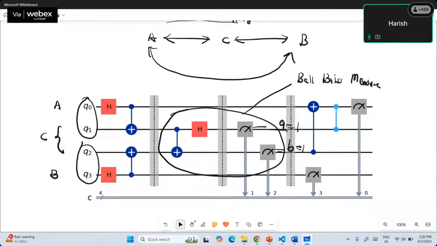Then you apply the control node gate from this B qubit to the first qubit, and a control Z gate. So it is nothing but control Z.